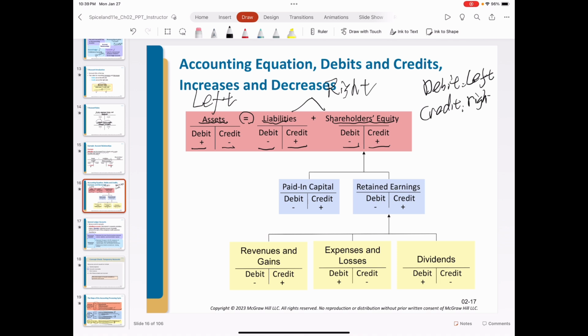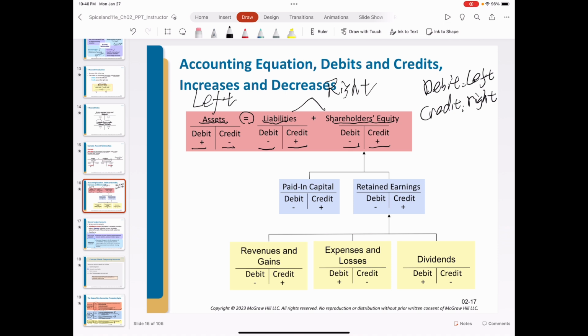So credit is right. That means the treatment to the accounts: when you debit an account, you basically put the number on the left of the T account. When you credit an account, you put the number on the right of the T account. Left and right make more sense, but we're accounting majors, so we still use debit and credit. Left and right are easier for beginners.